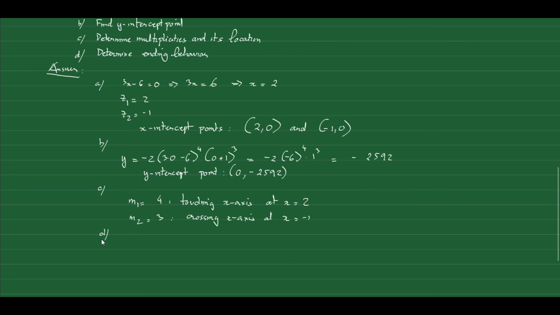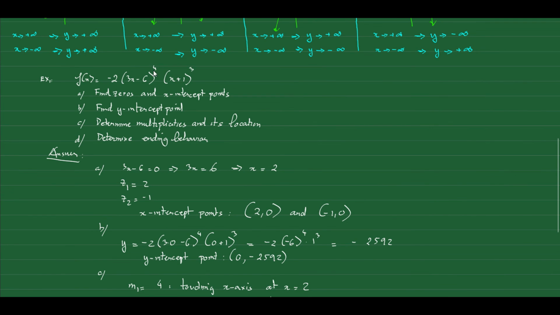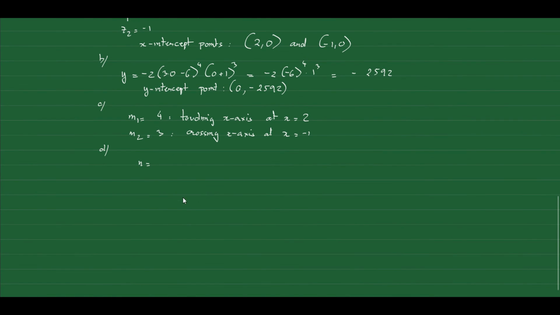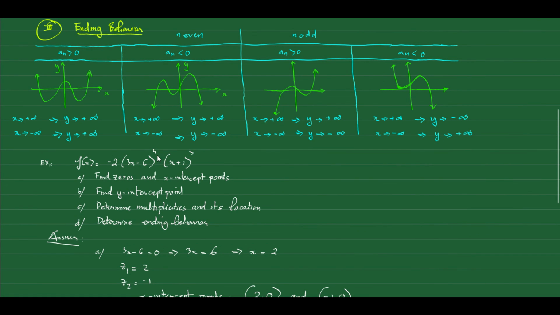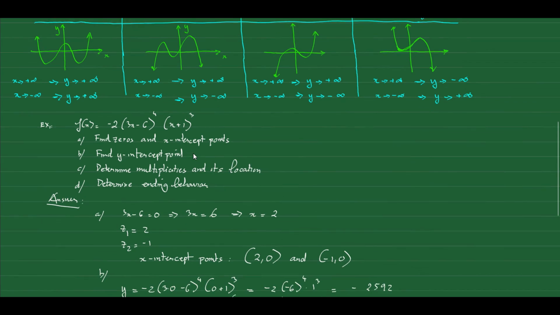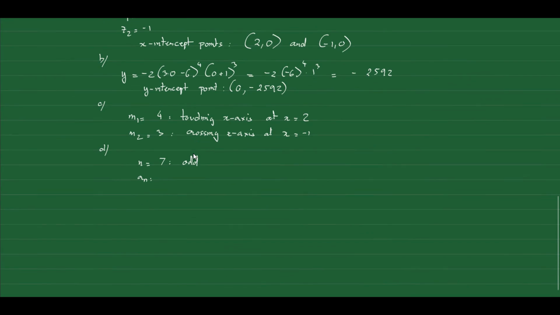Part D, determine end behavior. We need to know the degree. The highest degree over here, you have to add these, so 4 plus 3 will be 7. So it will be odd, right? And for the leading coefficient, you just need to know if it's positive or negative. The a sub n over here involves negative 2, so a sub n will be negative.